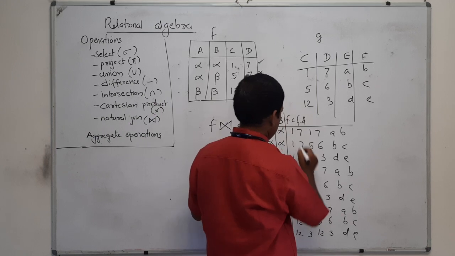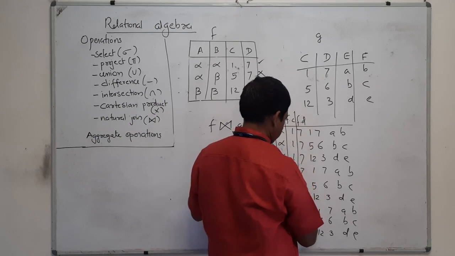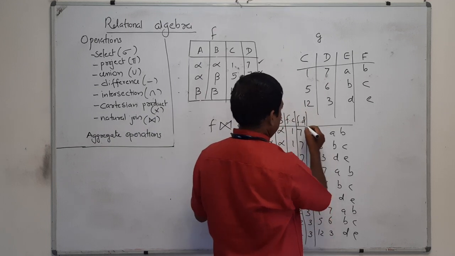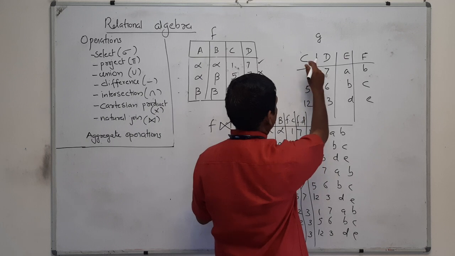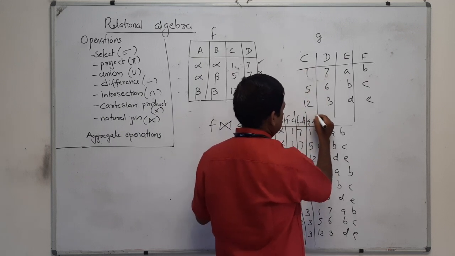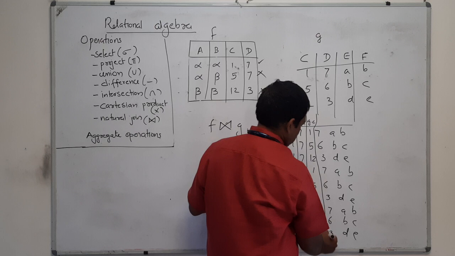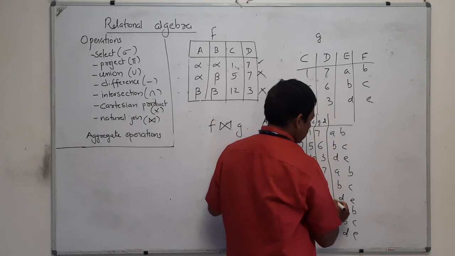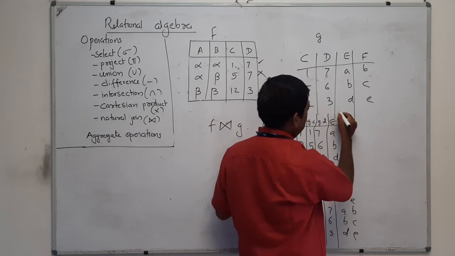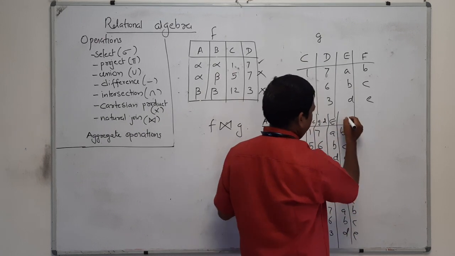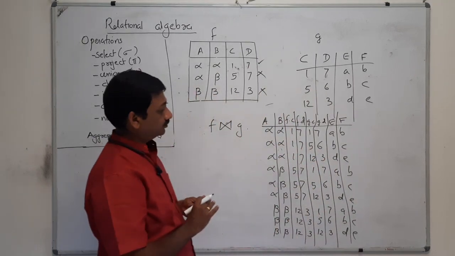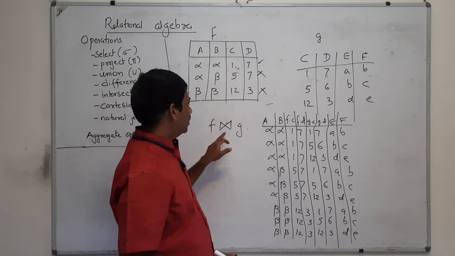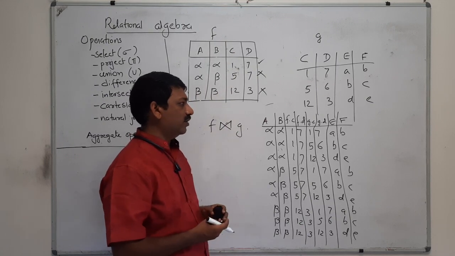B, F.C, F.D. This is F.D. Then what is this? G.C, G.D, and E, F. Okay, when you have taken the cross product of these two, then F natural join G I am going to find out.